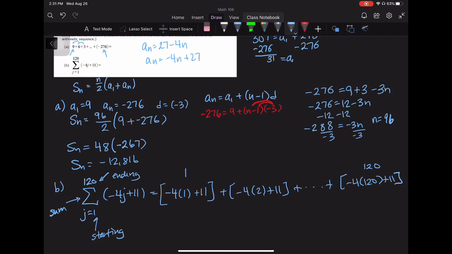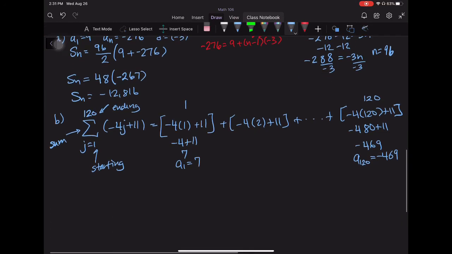Negative 4 times 1 is negative 4, plus 11 is equal to 7. That means that a sub 1 is 7. Negative 4 times 120 is negative 480, plus 11 is equal to negative 469. That means that the 120th term is negative 469.